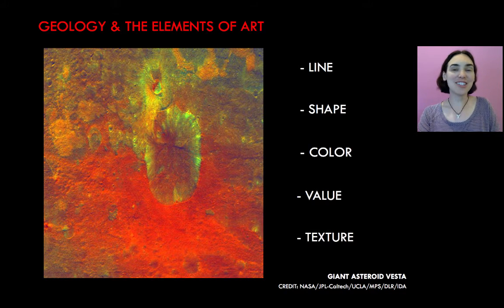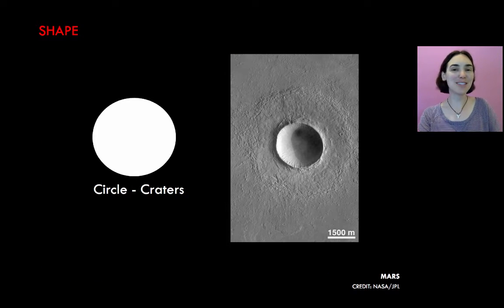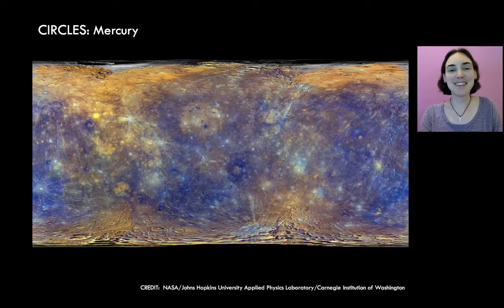So geology has many of the elements of art. We can use these elements to understand geologic features of astronomical bodies. The first and most obvious is shape. We've said that circles are indicative of craters, and we can imagine the impacts that generated these craters. Imagine dropping a rock into a bag of flour, and what would result would be a circle, a circular crater in that bag of flour.